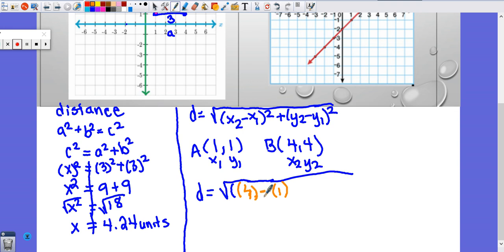So 4 minus, and then x1 is 1, okay? And then we're going to go and square this, and then put the plus back, open the parentheses again, and then y2, we'll put 4, and then minus the y1 is 1, so 1, and then we're going to put the parentheses that were already there and put the squared up there, okay?